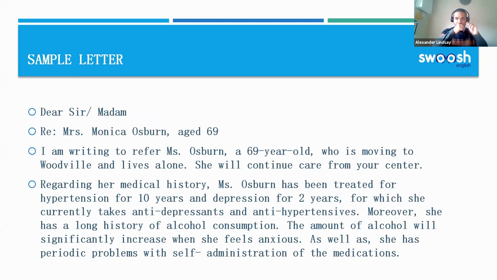Sorry. Okay, so I think that is quite clearly expressed. If we look at that first paragraph, I'm writing to refer Ms. Osborne, a 69-year-old who is moving to Woodville and lives alone. She will continue care from your centre. Okay, so the second sentence here is a bit confusing, but the first one I think is quite clear. She's being referred from one centre to another centre.